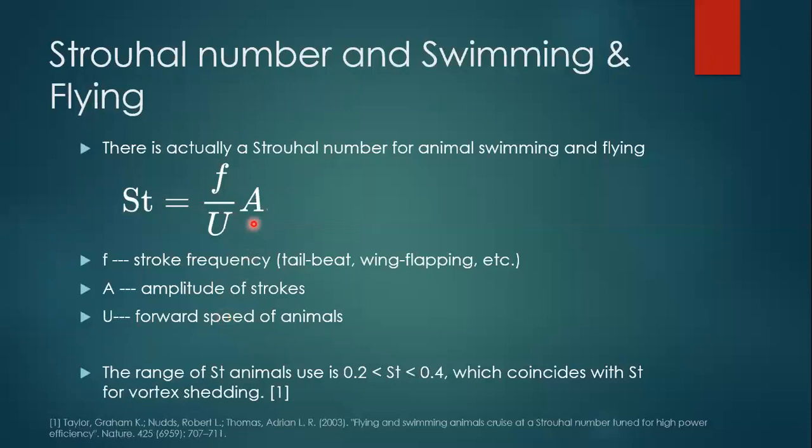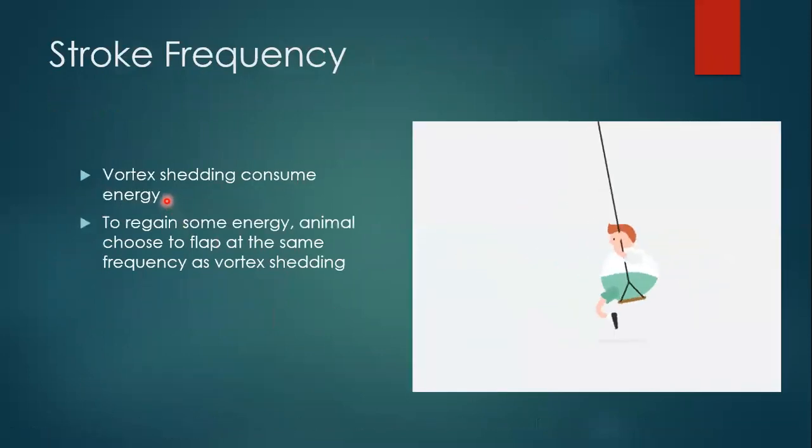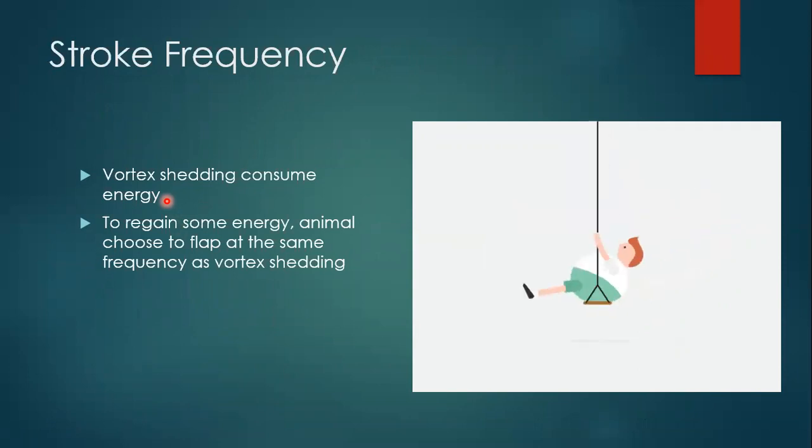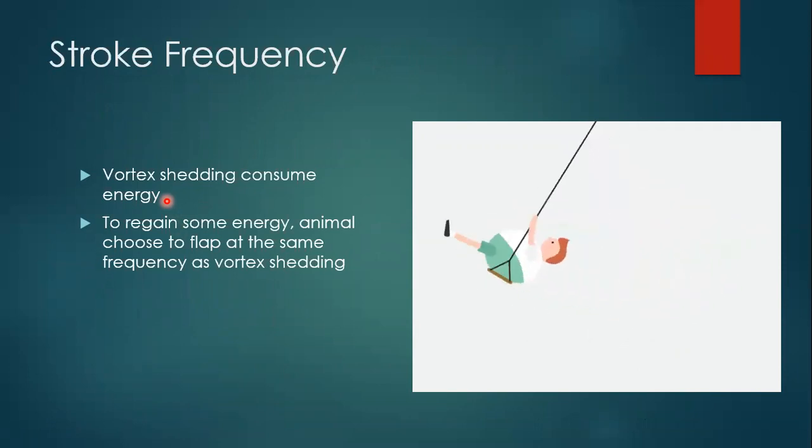Why is that? To explain that, let's start with the stroke frequency. Vortex shedding actually consumes energy. The energy of vortices is consumed by fluid viscosity. And when an animal flaps at the same frequency as vortex shedding, they can regain some energy.